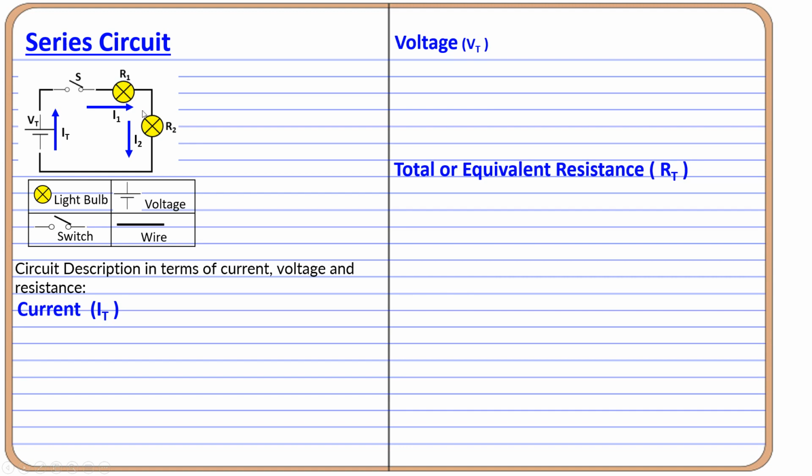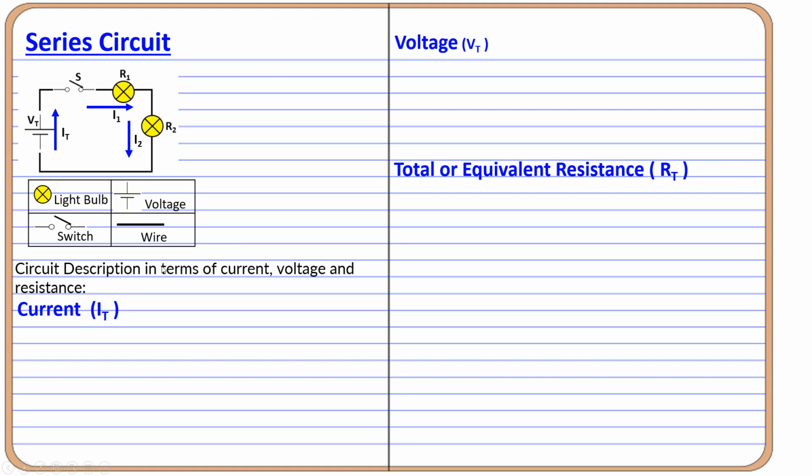We have here two light bulbs. One is represented by the abbreviation R1. The second one is R2. The switch is represented by the letter S. Here we have the total voltage that is providing the energy for the circuit, which is VT. And all these components are connected with wire.